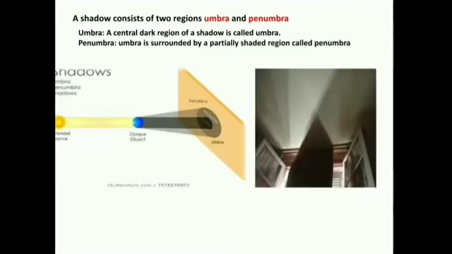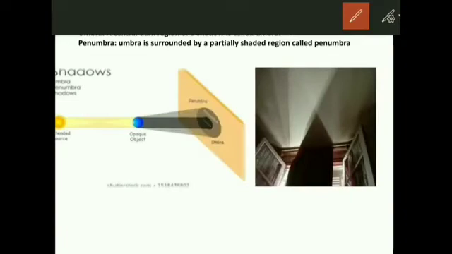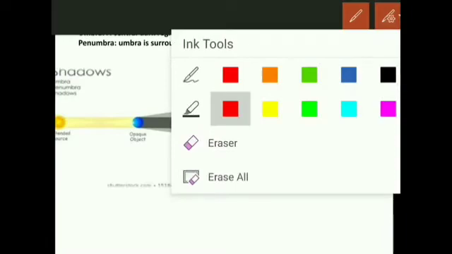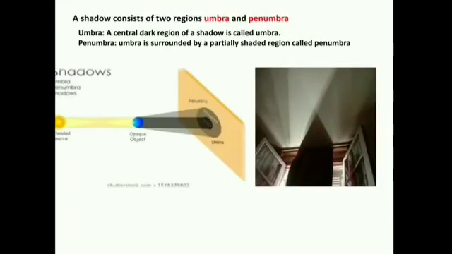Here you can see the practical image, which you regularly see. Now there are two regions of the shadow. See, this is the dark region and this is a little bit lighter region. This dark region is called umbra, this little bit lighter region is called penumbra. So there are always two parts of a shadow, umbra and penumbra.